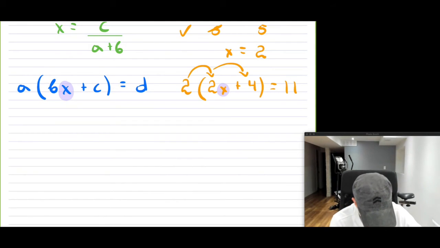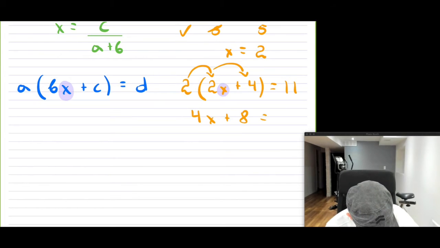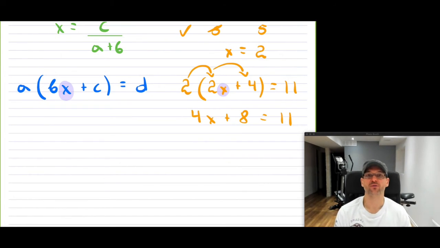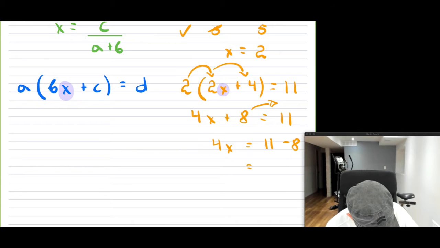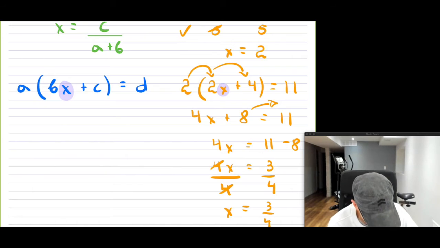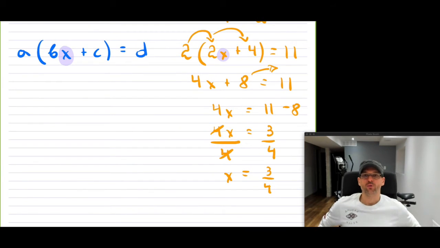So here with the numbers, I'm going to bring this inside. So this is going to be 4x plus 8 is equal to 11. And now from here, in terms of solving, it's exactly the same. I do not want the 8. I'm going to bring it over to the other side. So I'm going to have 11 minus 8. So that's going to be 3. And then I have the 4. I'm going to divide by 4 on both sides. And this is x is equal to basically 3/4. So with numbers, it's simpler.